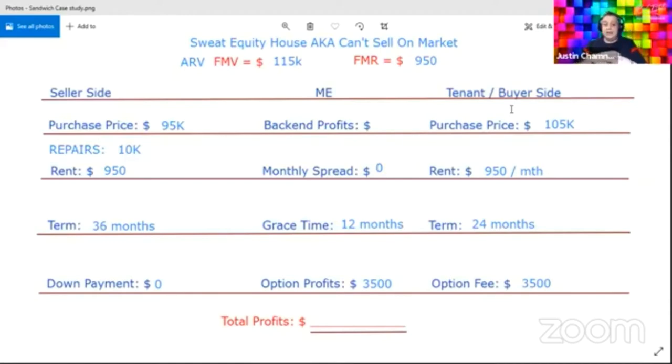Okay. Had I needed to sweeten the pot, I could have lowered the purchase price for the tenant buyer from 115 to 105. Okay. I could have taken less profits on the back end for myself, left a little bit of that equity there for him, and that would have truly been a sweat equity deal. Okay. Does that make sense what I'm saying, guys?